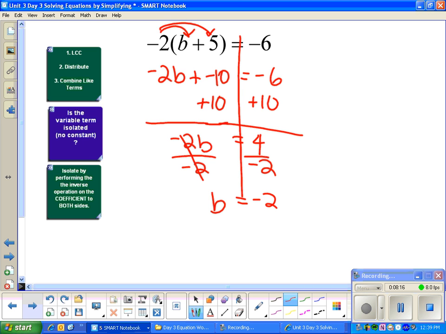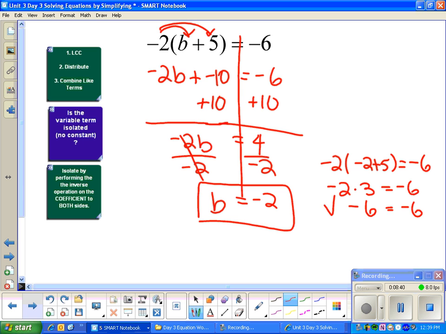Okay, let's check our work. -2 times -2 plus 5 equals -6. I can do my parentheses here. -2 plus 5 is 3. -2 times 3 equals -6. And I end up with -6 on this side. Yes! I know that my solution is b equals -2.